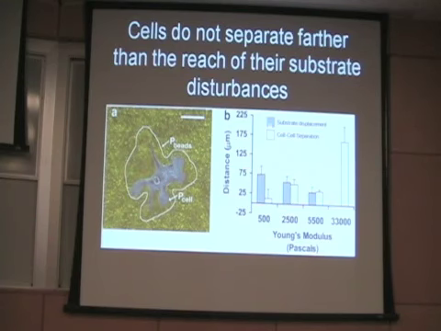And what we find, so let's start with these gray bars, is that on soft substrates, the displacements are relatively far from the edge and then decrease as you increase the stiffness of the gel, and that makes sense.